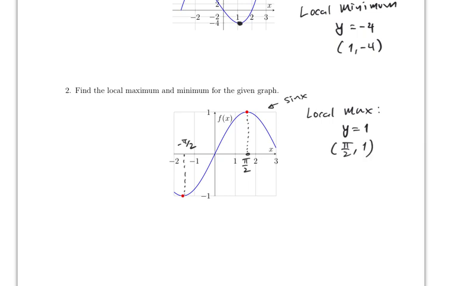And the local minimum will be very similar. You will say this will happen when x is minus pi over 2. And the local minimum is -1, or you can just say y is -1. Either way is fine. So as you can see, this is pretty simple.